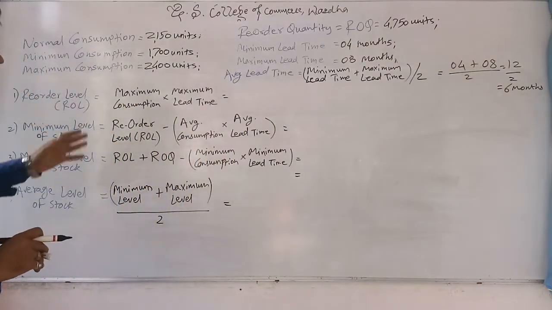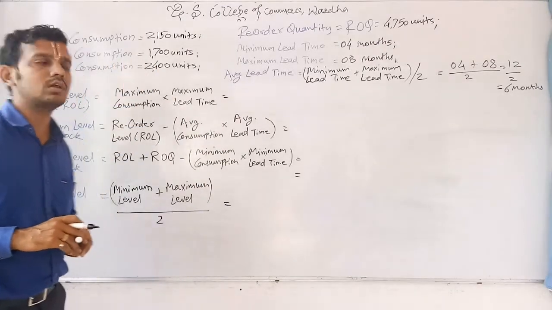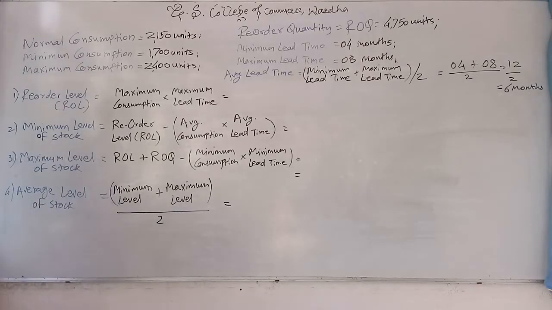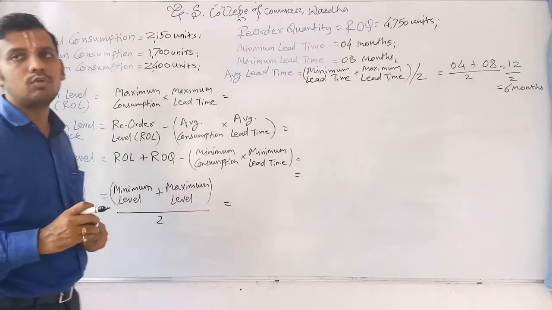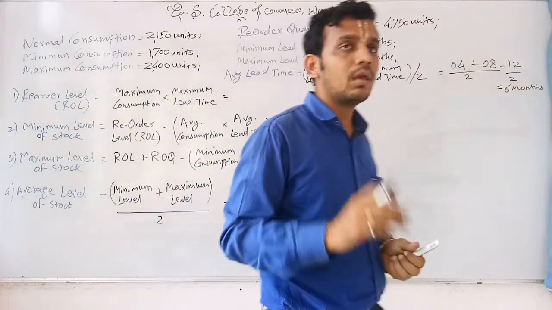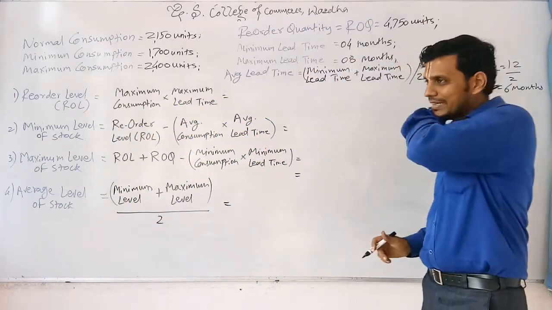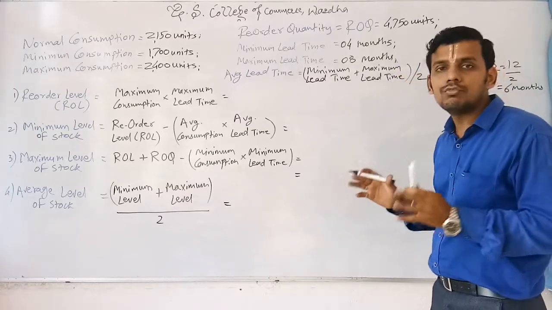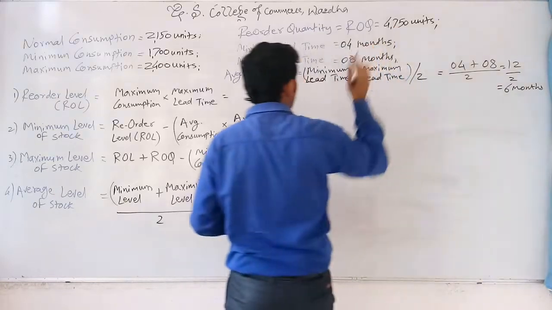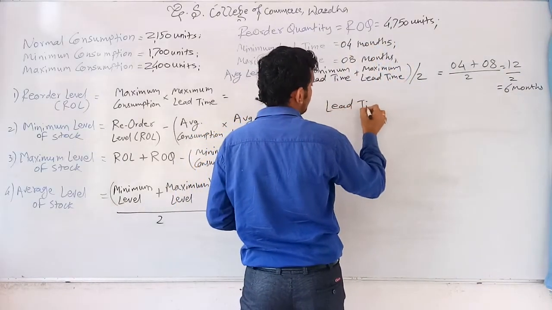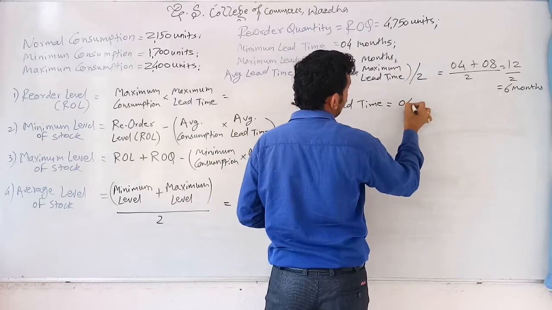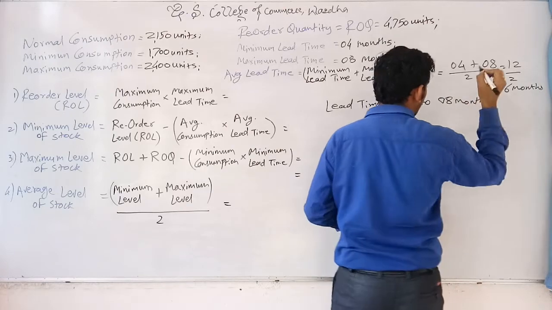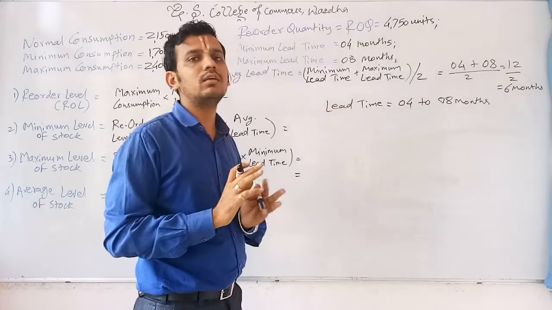As we have all the input which we would require for the calculation of reorder level, minimum level of stock, maximum level of stock and average level of stock, we can move towards the calculation of all the 4 things. But before that, I would like to put a light on what we need to find out particularly. Suppose that in this question only lead time is given, of 4 to 8 months. And apart from that, nothing is given.